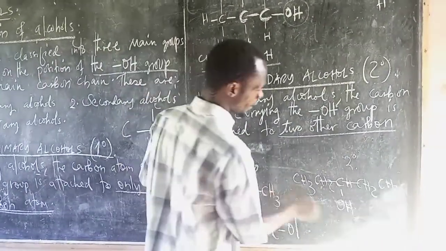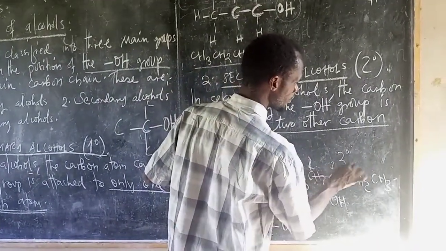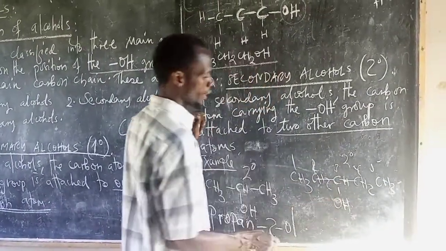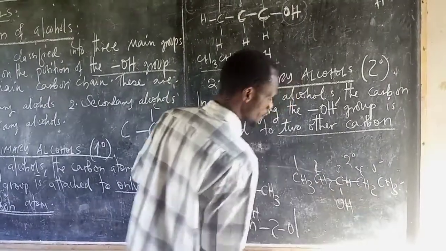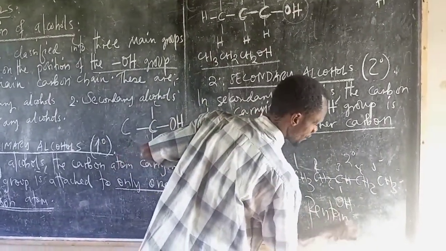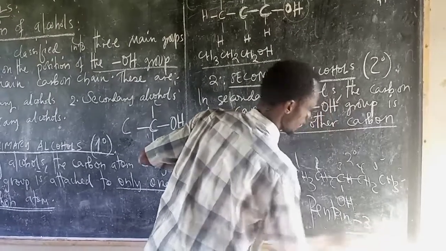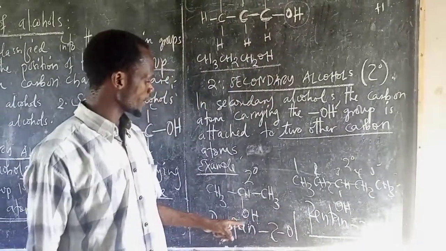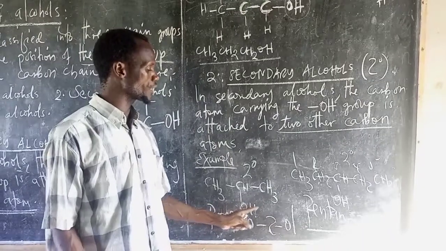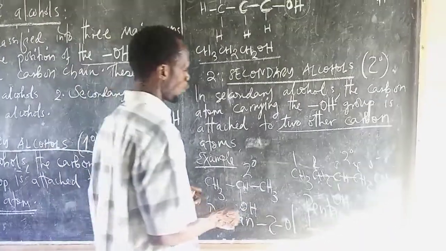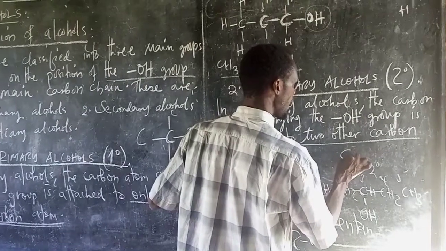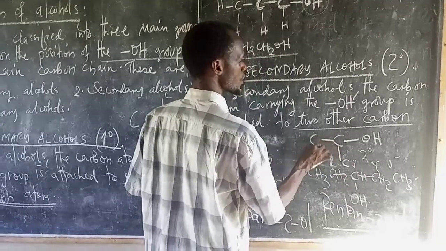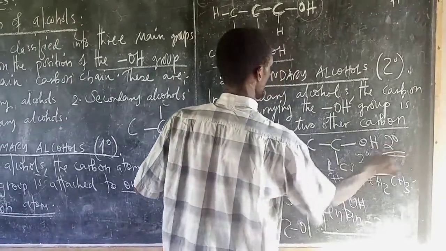But when you look at this one, naming 1, 2, 3, 4, 5, the OH group is at the third carbon. This is pentan-3-ol. This number 3 shows the position of the OH group. Also here, this number 2 shows the position of the OH group. So in short, when the carbon atom that is carrying the OH group is attached to two other carbons, that is called the secondary degree.